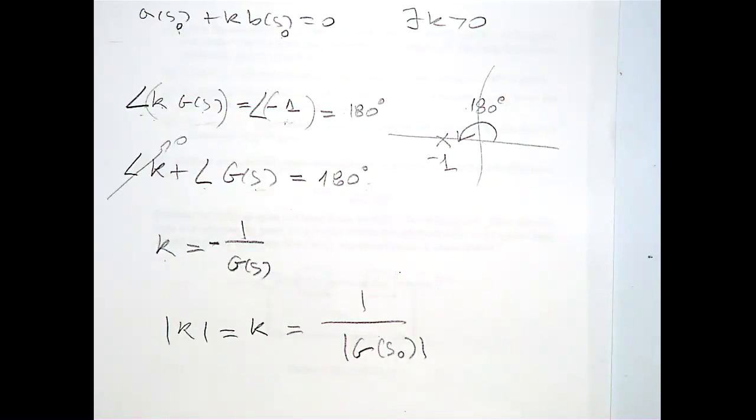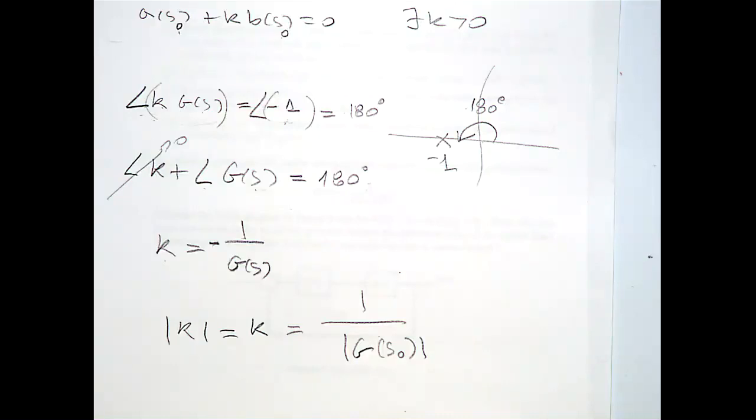So if I give you a point S0 on the root locus and ask what gain corresponds to that point, what you need to do is substitute S0 into the transfer function. When you substitute a complex number into a rational function, the transfer function, you get a complex number. You need to find the magnitude of that complex number and take 1 over that magnitude. That's the gain corresponding to that point.